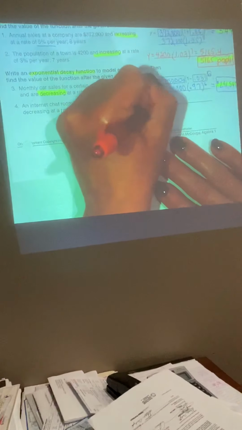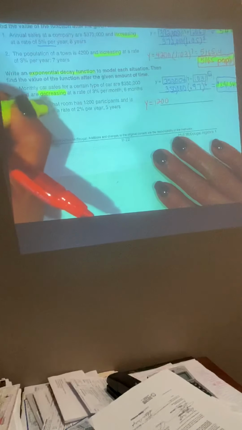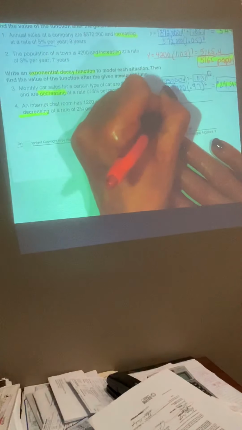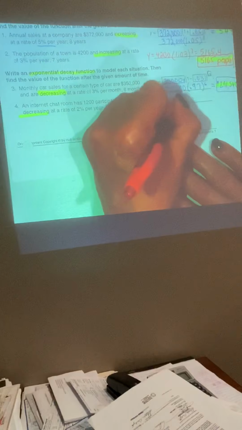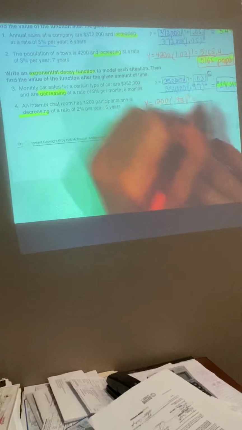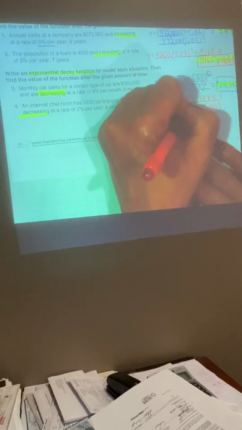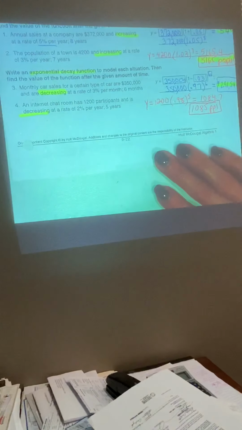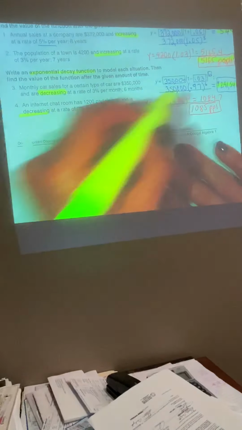And lastly, an internet chat room has 1,200 participants and is decreasing at a rate of 2% per year for 5 years. 1,200 decreasing. Okay, 1 minus, which is 0.98 to the 5. And you get 1084.7, which is 1,085 people. Okay, don't take my word for it. You should be checking yourself on the calculator, making sure this is right.